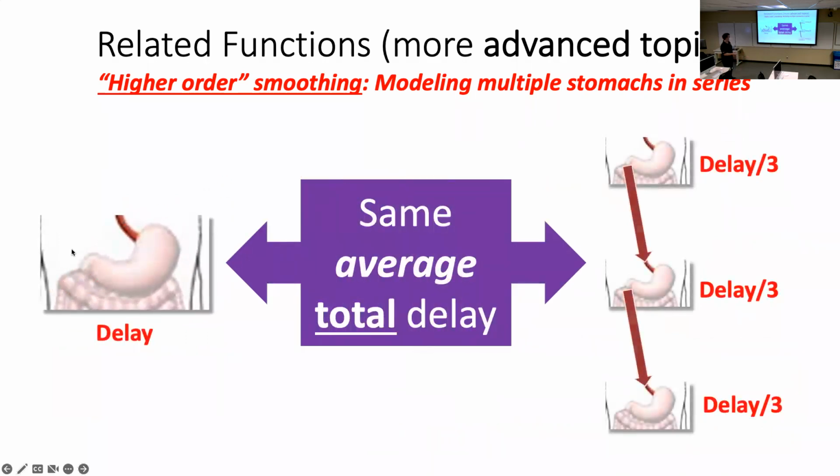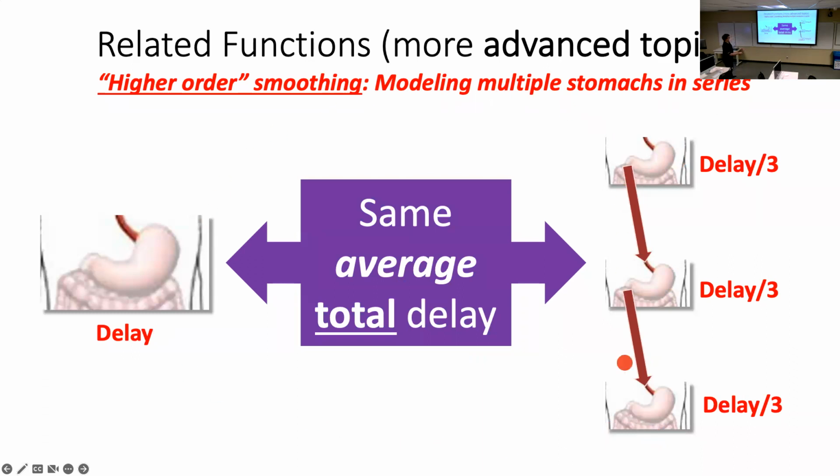Imagine if I broke this one smoothing delay into 3 smoothing delays that individually had a third the time constant, then collectively have the same average total delay. So it's like this is a faster stomach, significantly faster because it's got 33% the time constant, but you got to go through 3 of them.